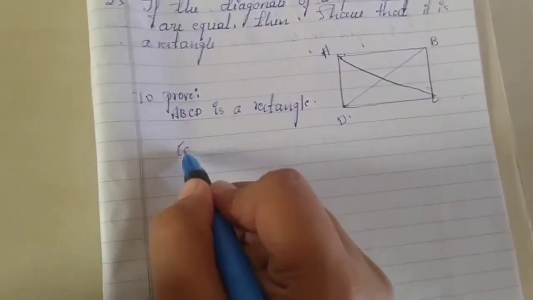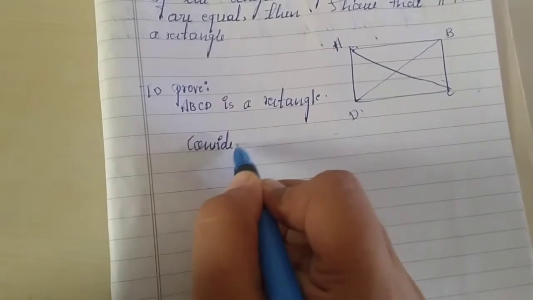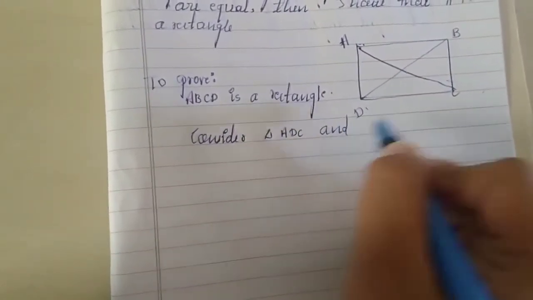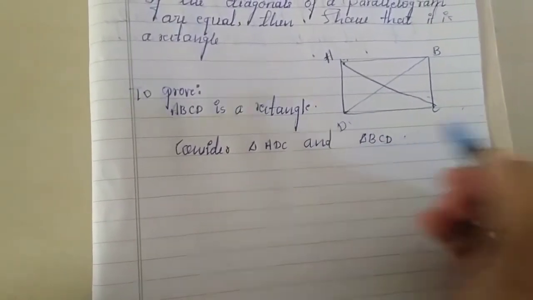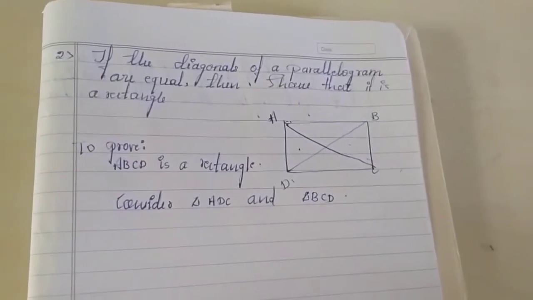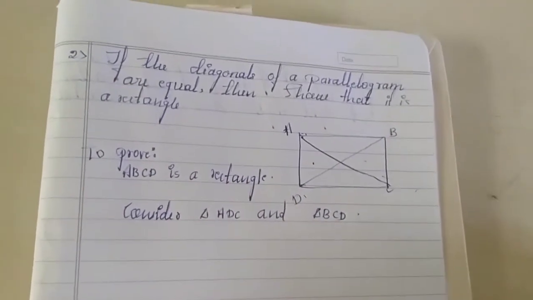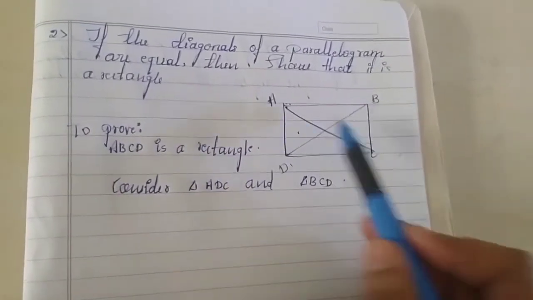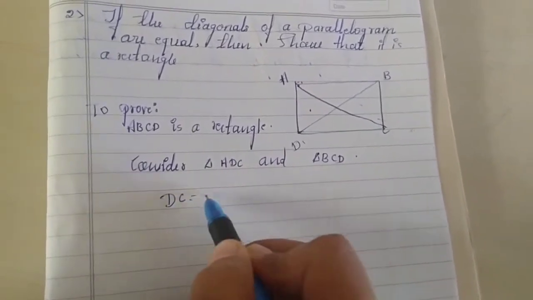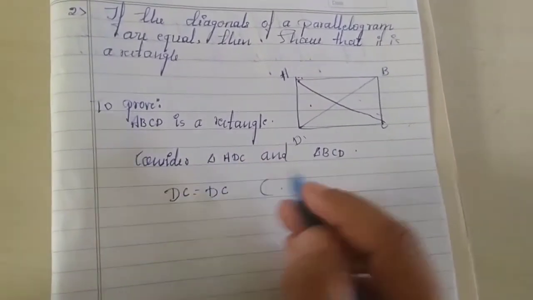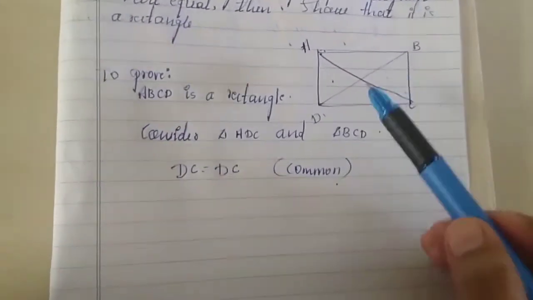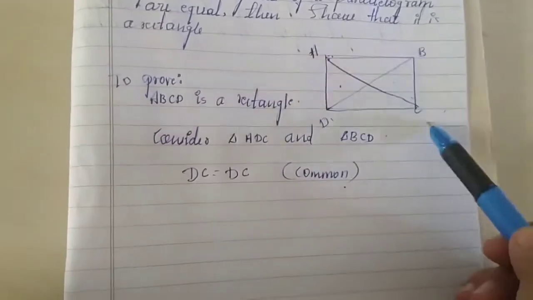Consider triangle ADC and triangle BCD. Now we'll prove these two triangles are congruent. Just see here, DC is equal to DC, isn't it? Because it is a common side for both triangles. So DC is equal to DC, that is common. And next, AD is equal to BC, right?